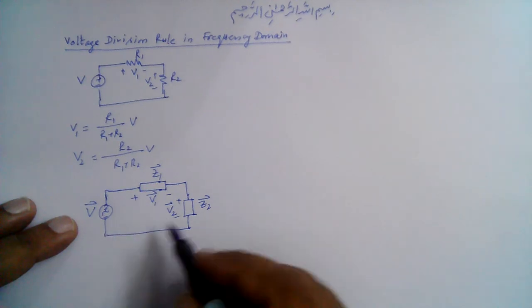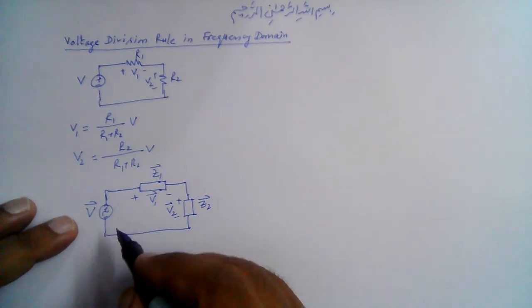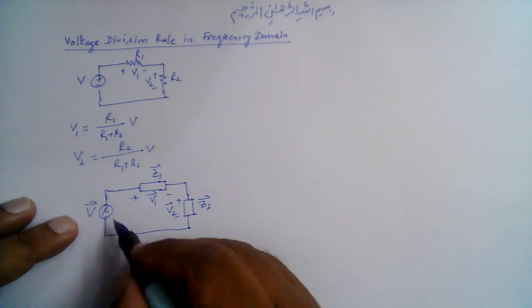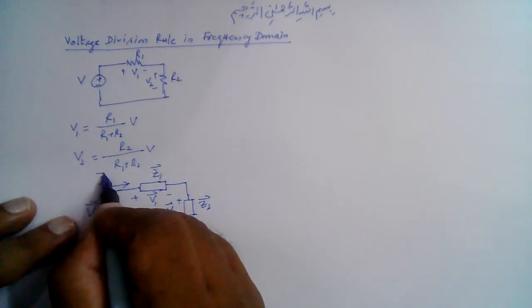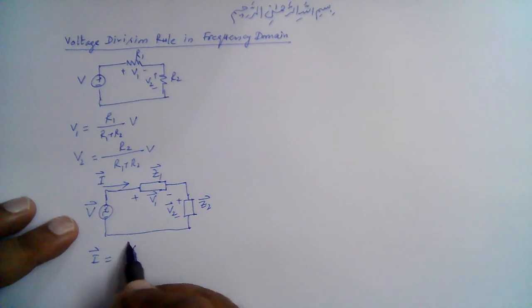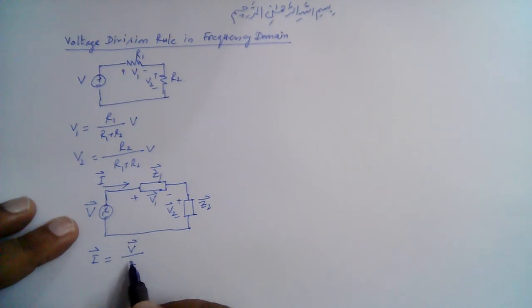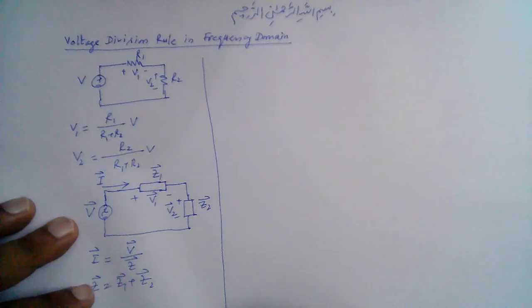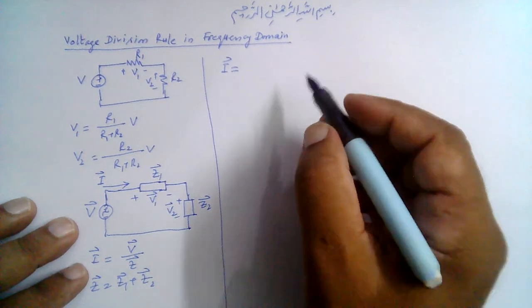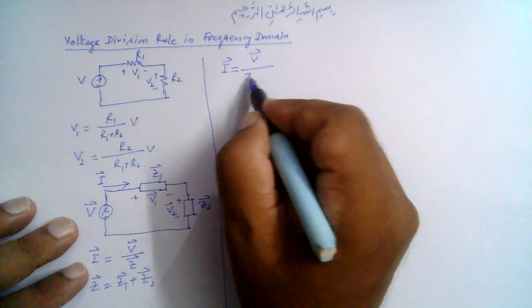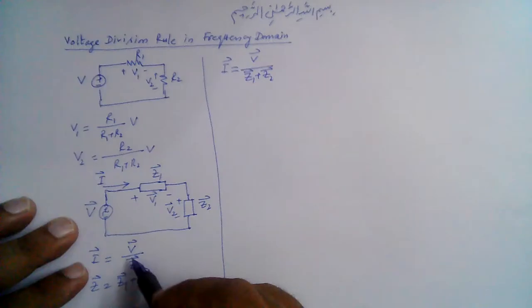Then the current here is, suppose, I. This I, the phasor current, is V over Z, the equivalent impedance. The equivalent impedance is given by Z1 plus Z2, right? So this I will be equal to V over Z1 plus Z2, right?